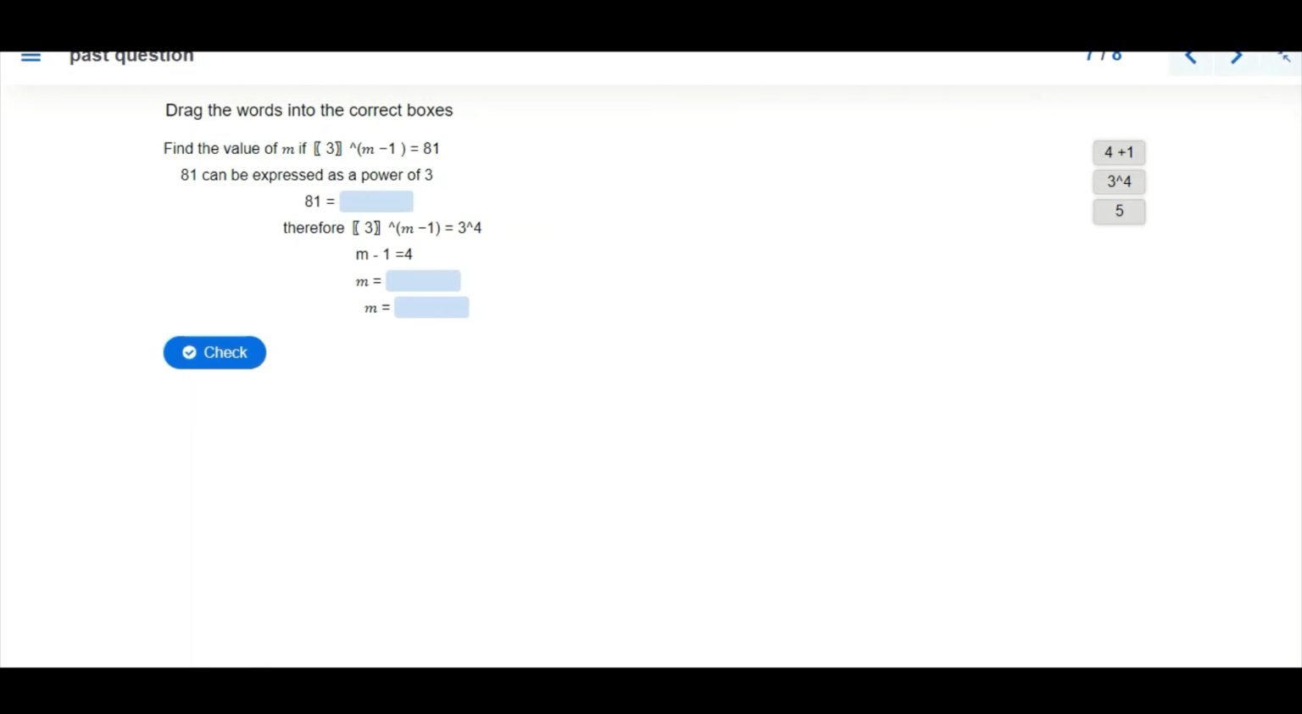So let's solve. Let's see what we have by the time we solve the question. So we are going to just be solving and we can start to drag in the right answers like that. So let's look at it. Find the value of m if 3 raised to power m minus 1 equals 81. Now let's look at it. This is the base number here, 3. So let's express this one as well in base number of 3. So 3 in 4 places will give us 81.